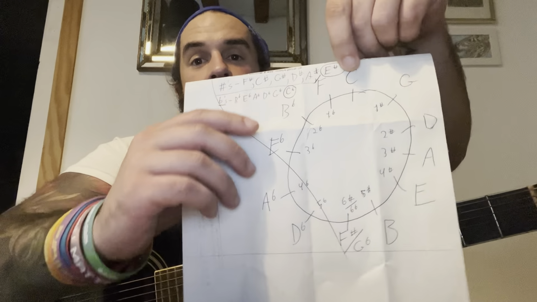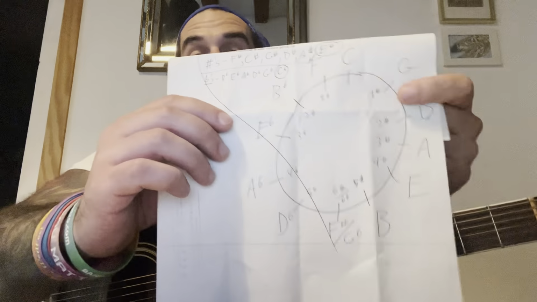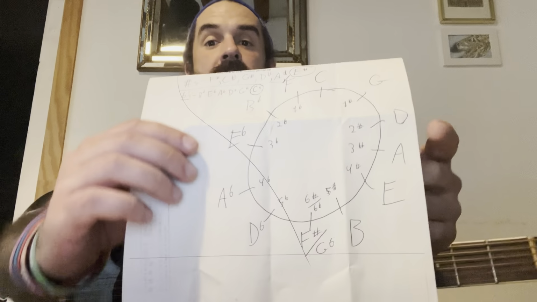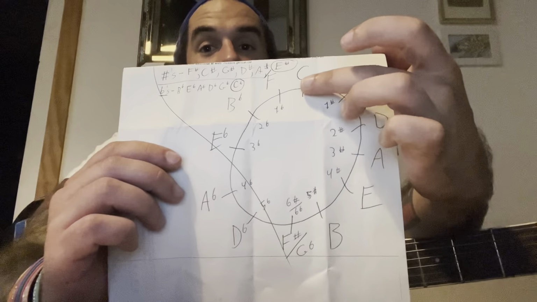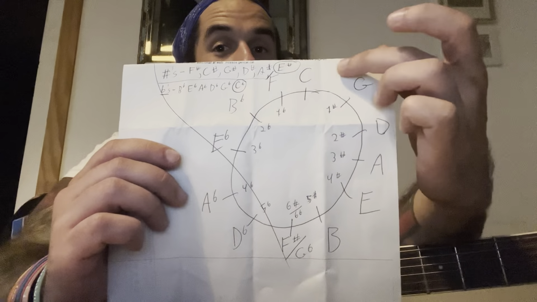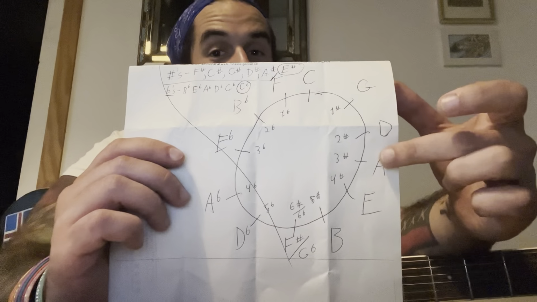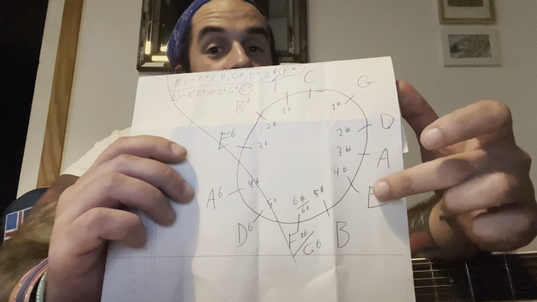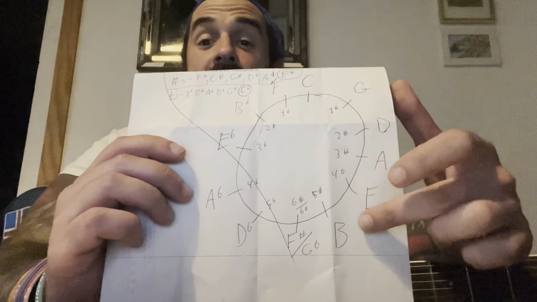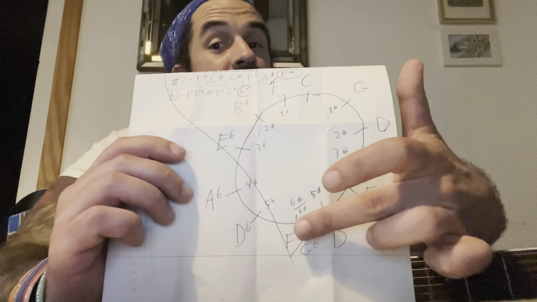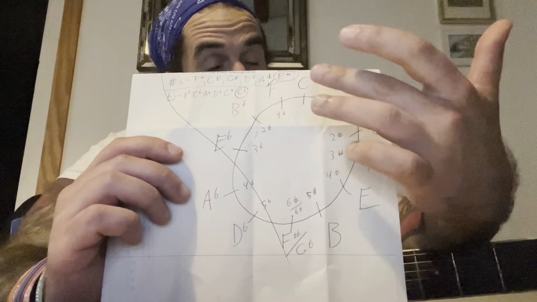And at the top of the clock is C. It's just like a clock, 12 letters here, so we're going to get all 12 tones in this. So we've got C, and then the fifth of C is G, the fifth of G is D, the fifth of D is A, the fifth of A is E, the fifth of E is B, the fifth of B is F sharp, and so on.